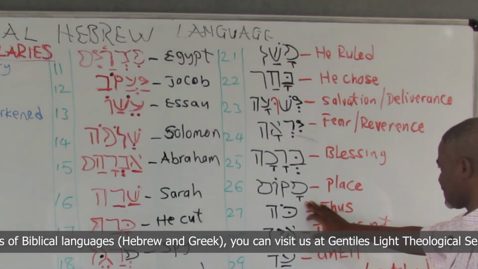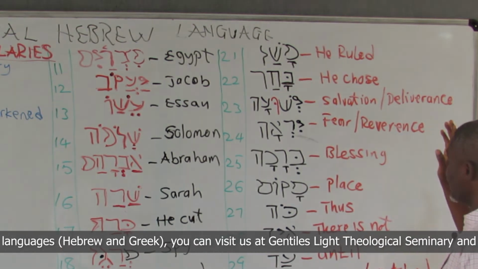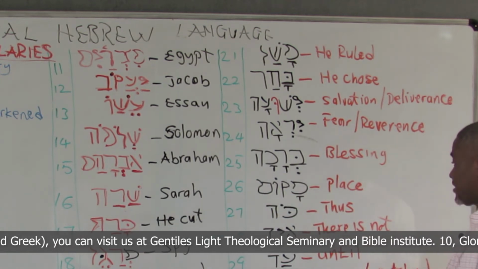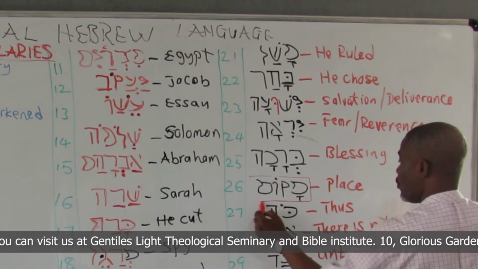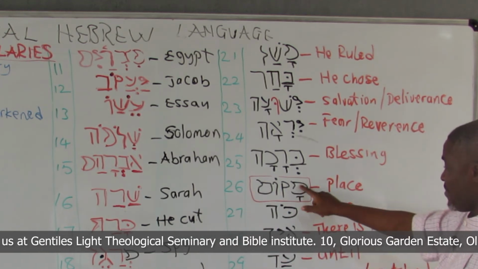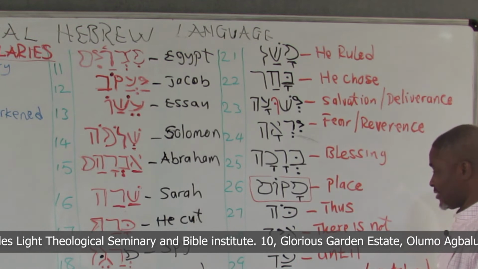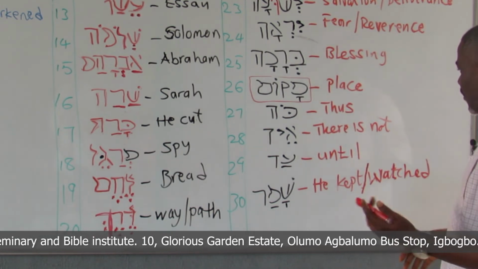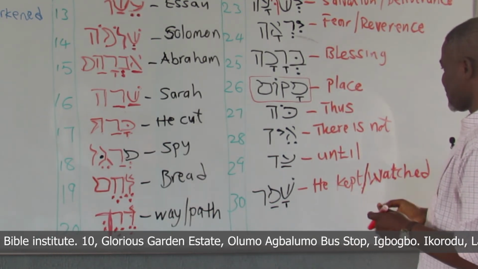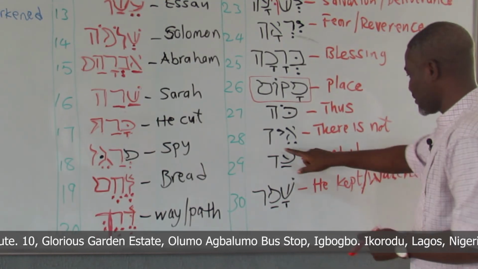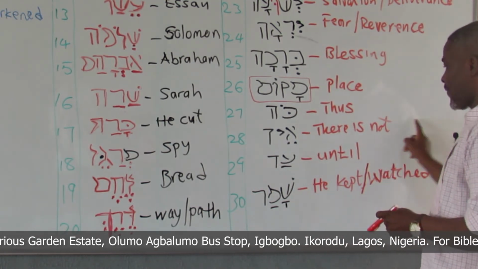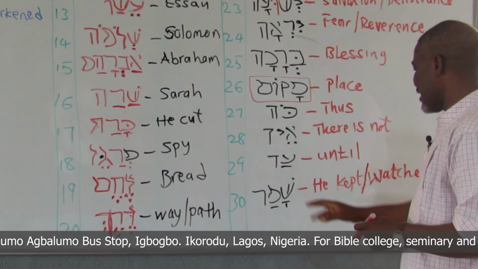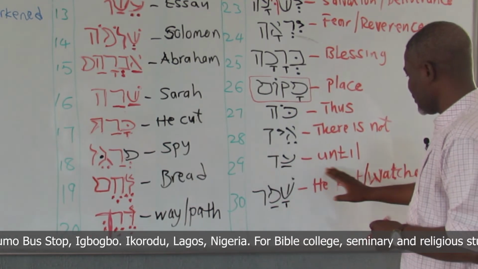Then you have place, which is makom, starting with mem, then final mem, makom, place. Then you have ko, which is thus. Then you have ain, which is there is not. Then you have ad, which means until.